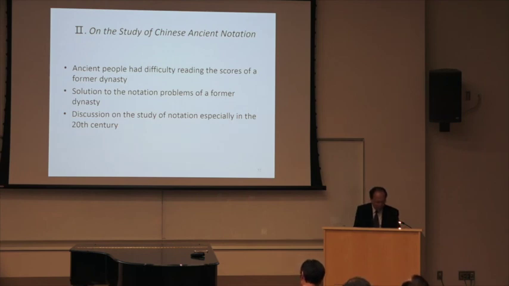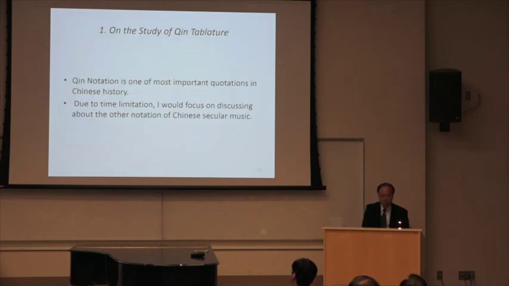Although music notations appeared very early, beginning in the Song Dynasty, people began to have difficulty reading the scores of the former dynasty. People from later dynasties thus began to solve the notation problems of the former dynasty. Because of the time, I want to focus on the discussion of the study of notation, especially in the 20th century.